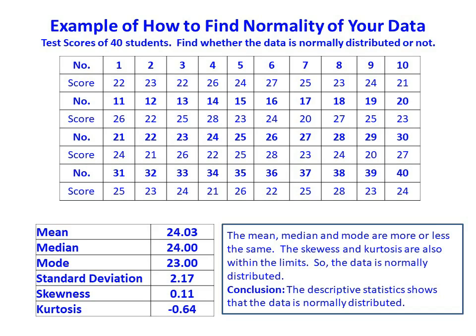The descriptive statistics reveal that the mean, median and mode are more or less the same. The skewness and kurtosis are also within the limits. So, the data is normally distributed. Thus, you can say that the descriptive statistics reveal that the data is normally distributed.